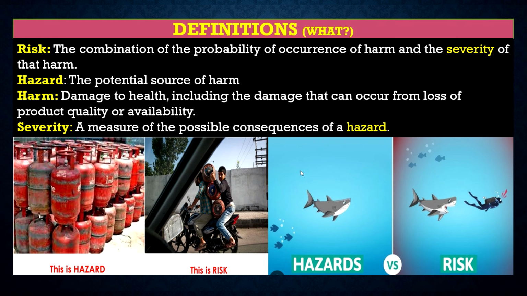So before going to our topic, we need to understand a few of the terms in quality risk management. The hazard. What is a hazard? Hazard is the potential source of harm. Like if there is a gas cylinder filled with fuel, it is a hazard. And in the second picture, there is a shark in the sea, it is a hazard.